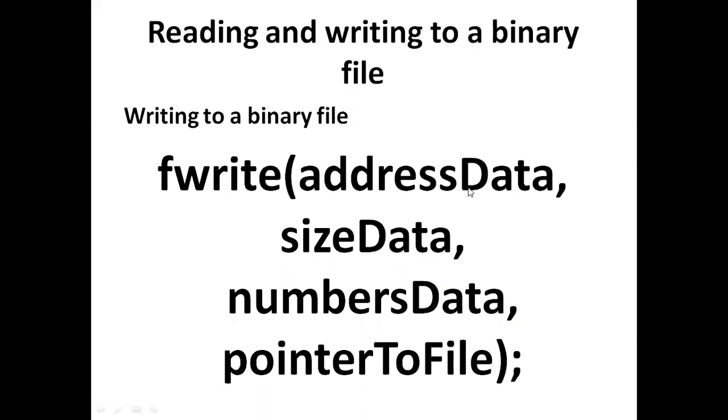Here the first parameter we pass is the address of the data, the second parameter is the size of the data, the third parameter is the number of data items, and the fourth parameter is the pointer to the file.